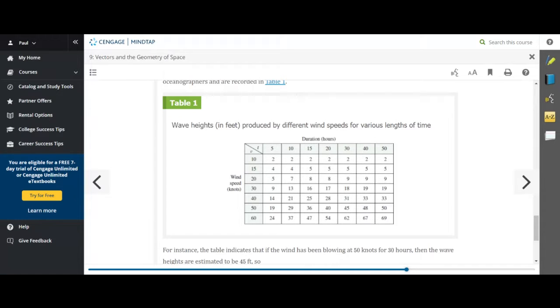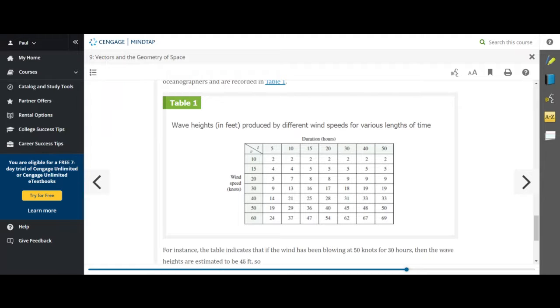When the wind speed is 20 knots, and that's gone on for a duration of 10 hours, what's the wave height in feet? How high are the waves? Good, Hyunyu, 7 feet. Now, if we focus on wind speed, keeping it constant at 20 knots, and we move along the row, what seems to happen to the wave heights as the duration increases in hours? Are the wave heights going up? Are they going down? Wave heights seem to go higher.